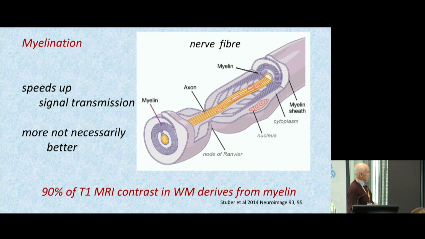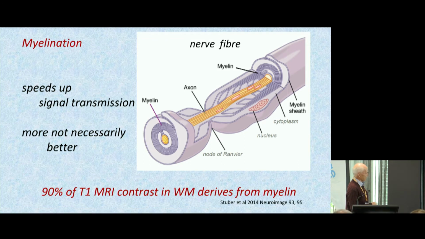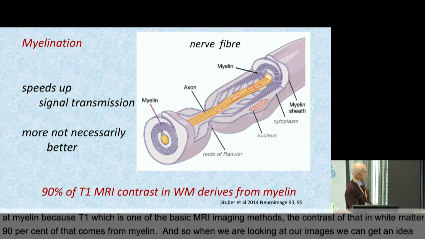And we are able to look at myelin because T1, which is one of the basic MRI imaging methods, the contrast of that in white matter, 90% of that comes from myelin. And so when we're looking at our images, we can get an idea of what's going on with myelin.